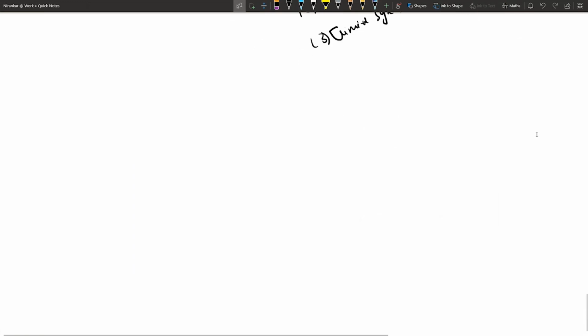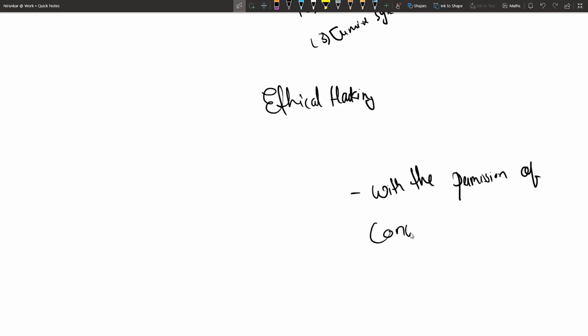So if we talk about ethical hacking now, it involves using hacking tools, tricks, and techniques to identify vulnerabilities and ensure system security. It focuses on simulating the techniques used by attackers to verify the existence of exploitable vulnerabilities in the system security. So the main thing in ethical hacking is that it is done with the permission of concerned authorities.